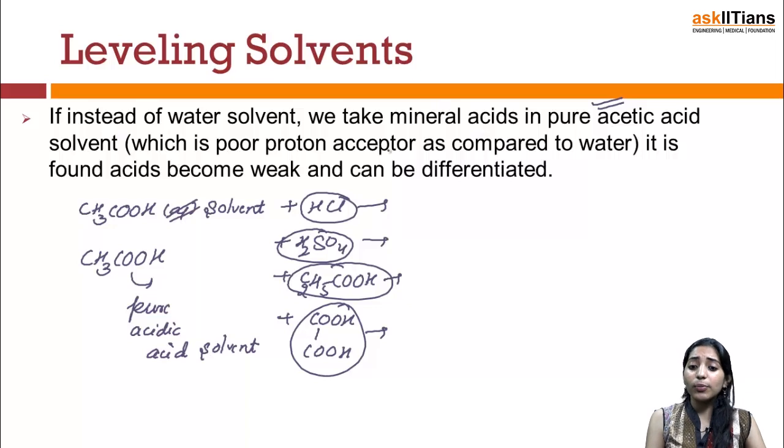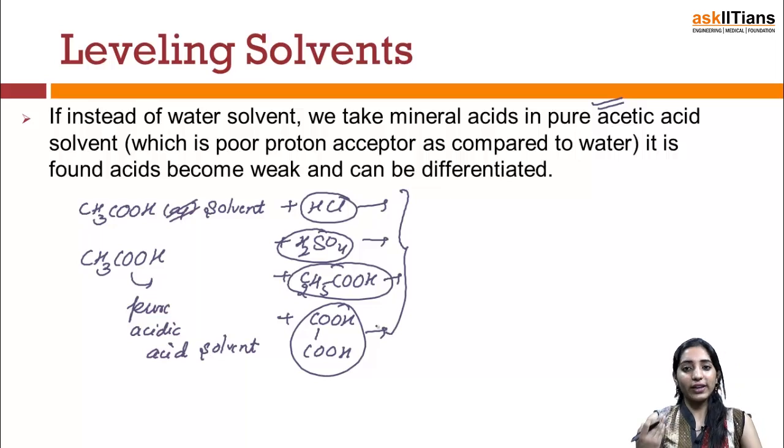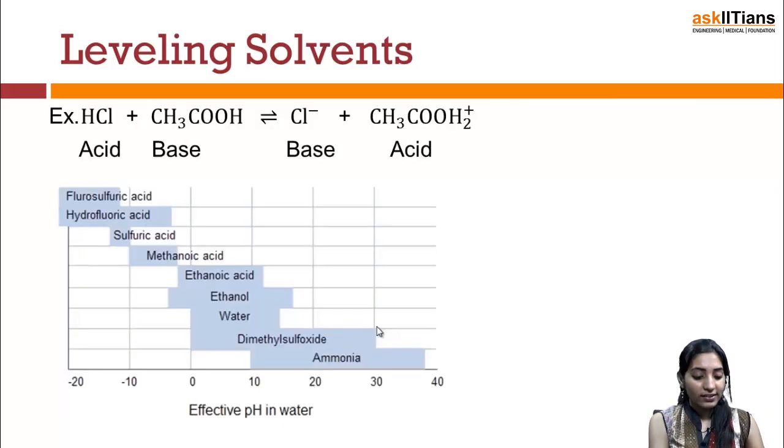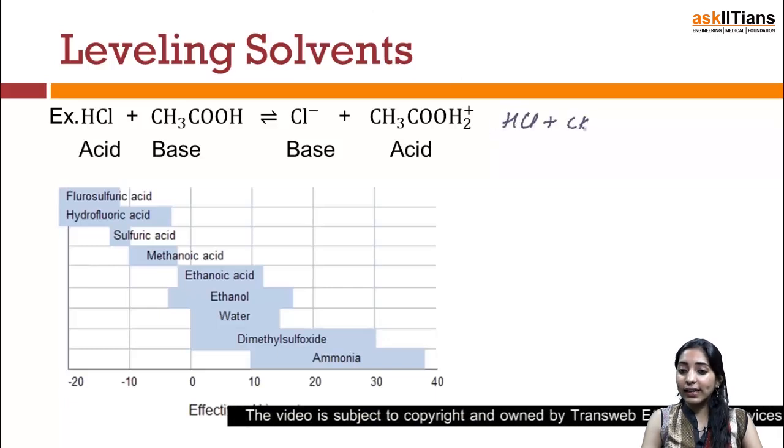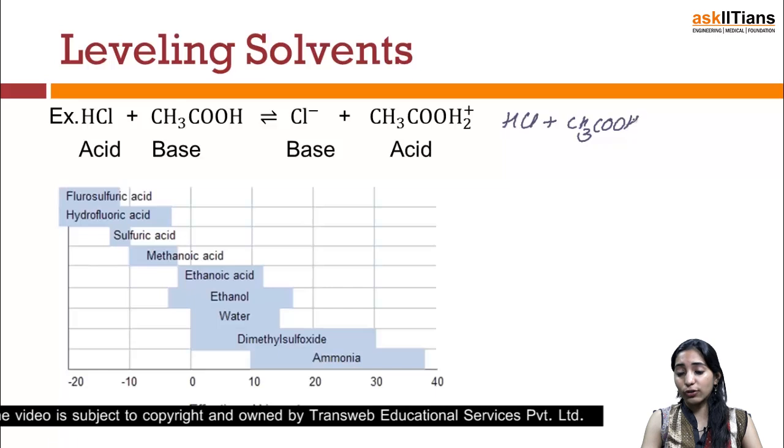It can be said that it becomes weak, and hence all these acids can be differentiated on the basis of their strength. So this is how the concept of a leveling solvent is used to differentiate between the strength of different acids and basic solutions. Now let us write a very good example. For example, if I am taking HCl and you are taking acetic acid as a solvent.